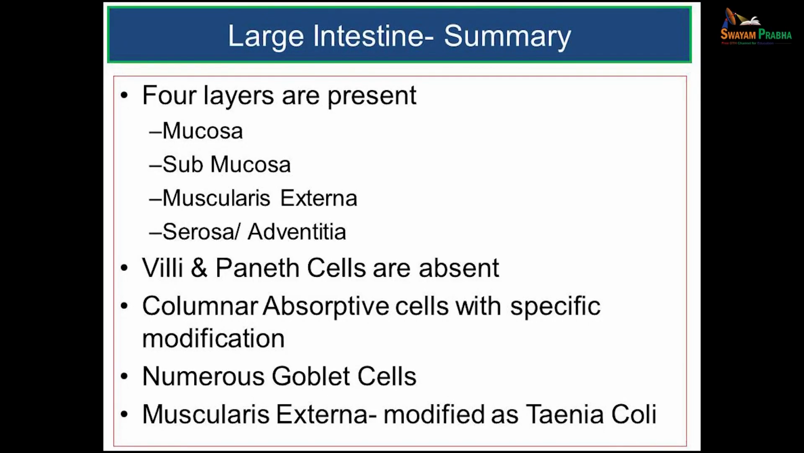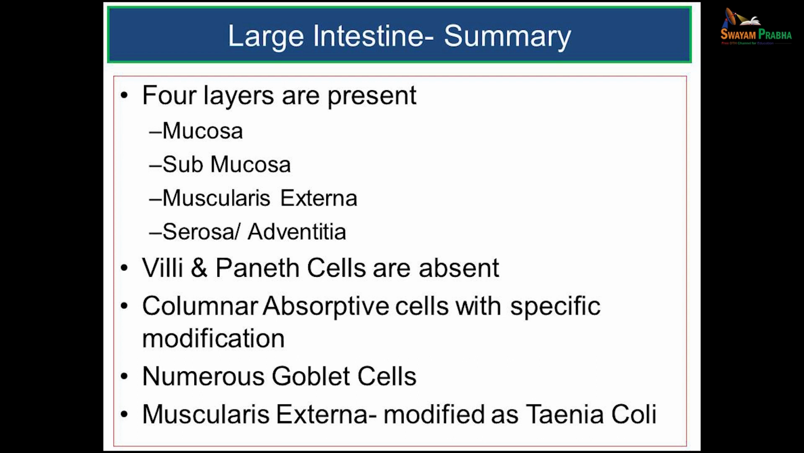To summarize, the 4 layers present in the large intestine, namely the mucosal layer, the submucosa, the muscularis externa and the serosal layer, are just like any other part of the intestine with some changes. The primary one being that the villi, which is the hallmark feature of the small intestine, is absent in the large intestine. And the Paneth cells are also absent.